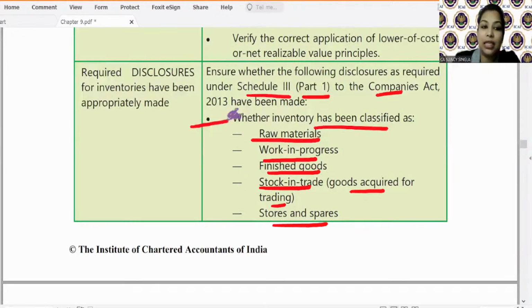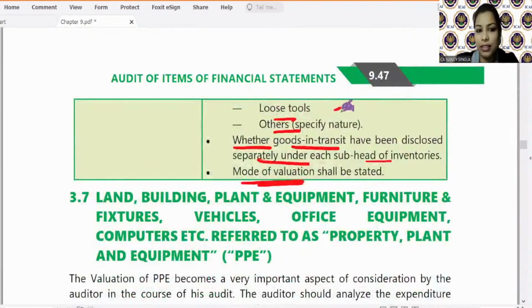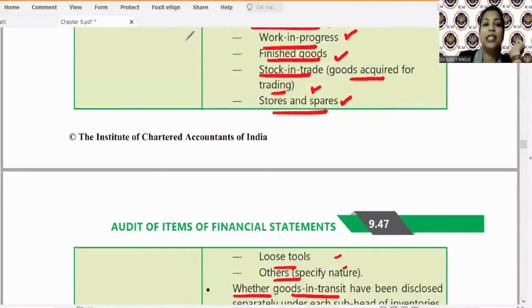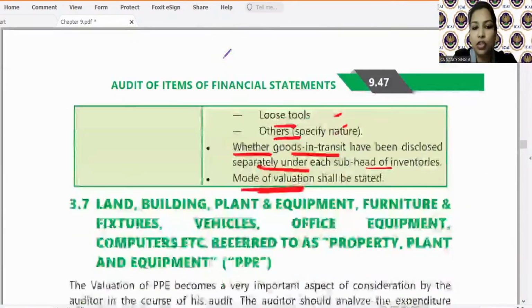So the management, the client, will disclose the inventory by classifying it as raw material, work in progress, finished goods, stock in trade, stores and spares, loose tools and others. And whether any goods in transit are there, and whether these are being reflected under each head of inventory. So if any goods are in transit pertaining to, let's say, work in progress, goods in transit with respect to work in progress will be shown separately. With respect to finished goods, the same will be shown separately.